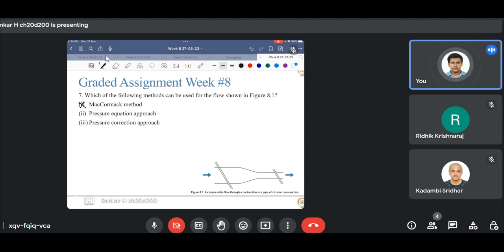What about pressure equation approach? Yeah, we can use pressure equation approach, and in fact we can also use pressure correction approach for the solution of incompressible flows, whereas we can only use the McCormack scheme for compressible flow problems, where we can couple them and write them as a single term and then solve them using a two-step predictor corrector method, very similar to a pressure correction approach.